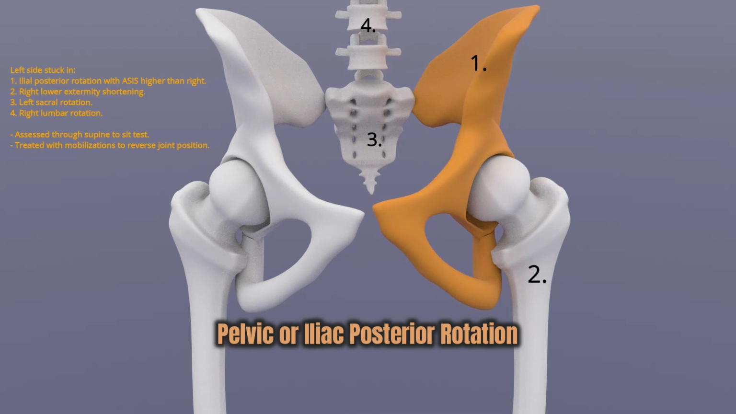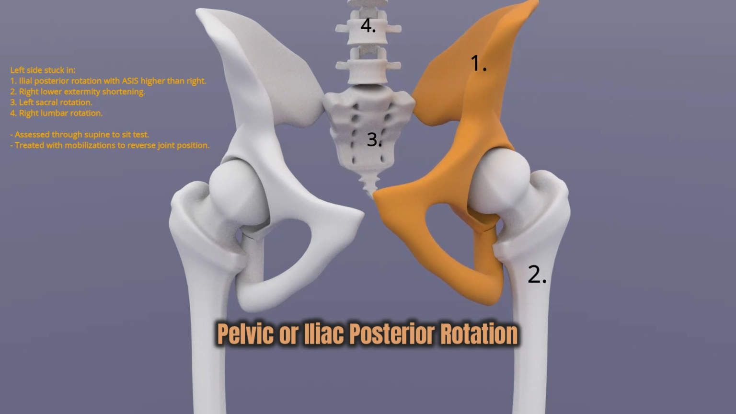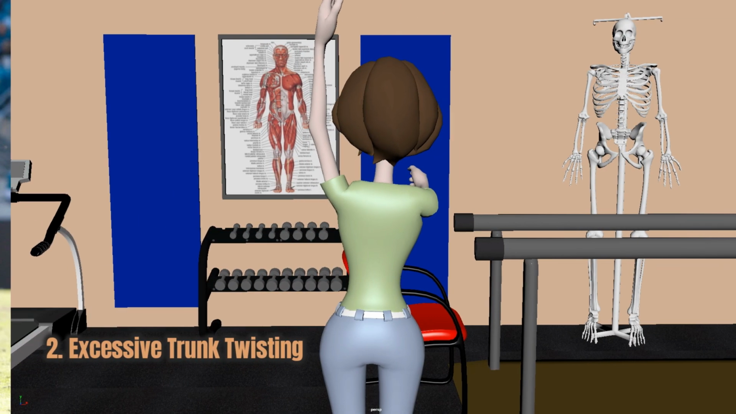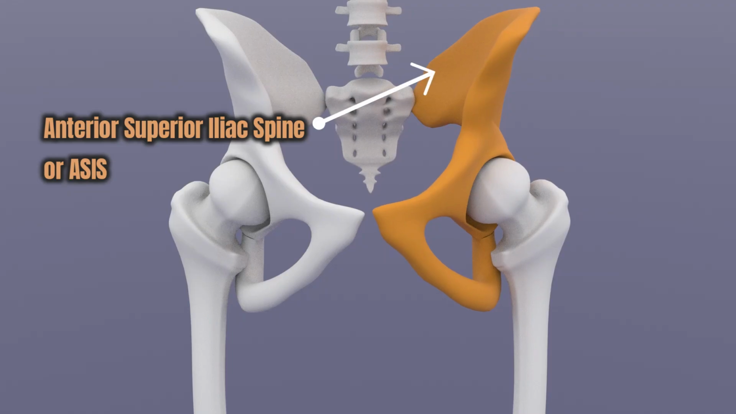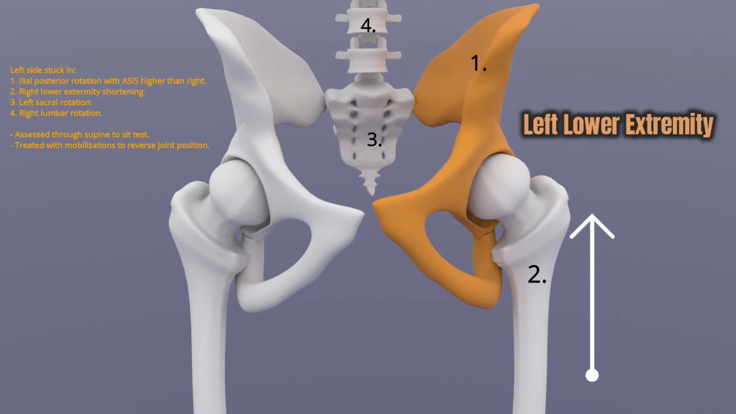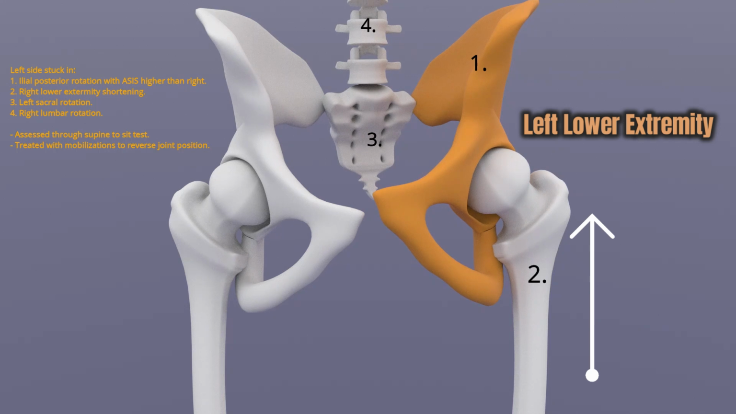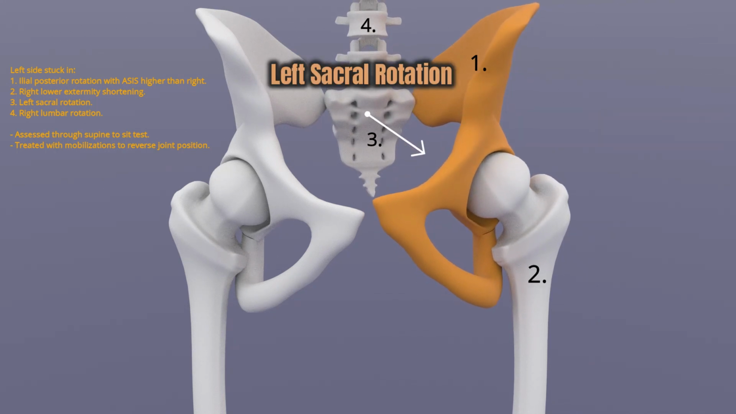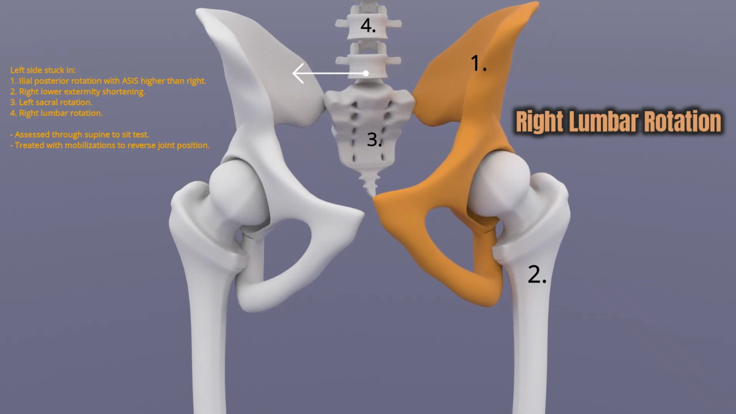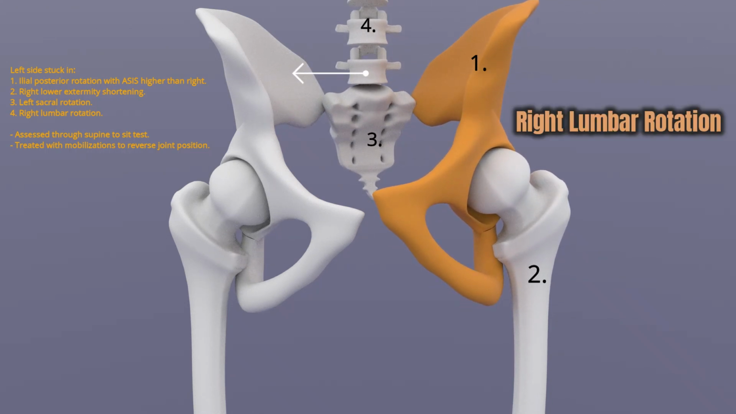Pelvic or iliac posterior rotation is when the ilium gets stuck rotated backward. The cause of this can be due to repetitive cutting and excessive trunk twisting, which can result in the anterior superior iliac spine, or the ASIS, being higher on that side. In addition, the left lower extremity will be shortened. There will also be left sacral rotation. And since the lower lumbar spine stays in neutral, it would seem like it rotates to the right.